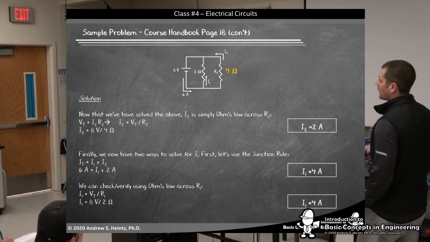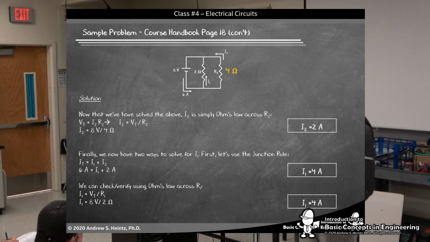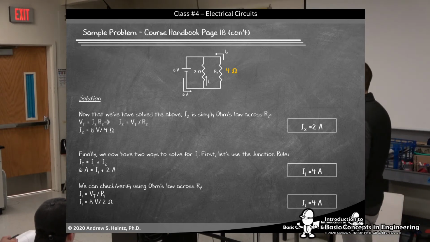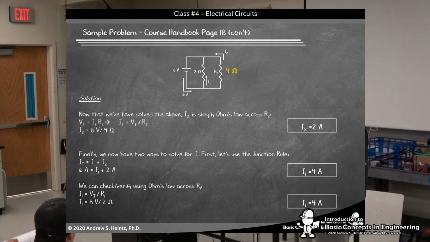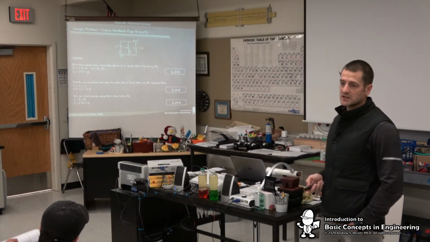right? So we can either call it 4 by just using our equation for current, or we can verify and check using Ohm's law across the known resistor, which of course is 8 divided by 2, which is what? 4. All right, so it checks. We did it 2 ways and it checks out.